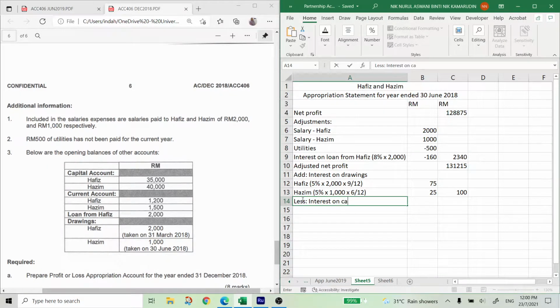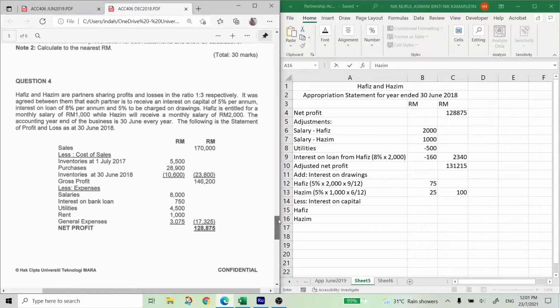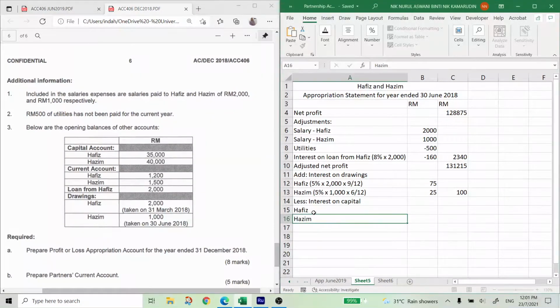Next, less interest on capital, to Hafiz and Hazim. How much? The interest on capital rate is 5% per annum. So 5% multiplied with 35,000 ringgit for Hafiz, and for Hazim, 40,000 ringgit.